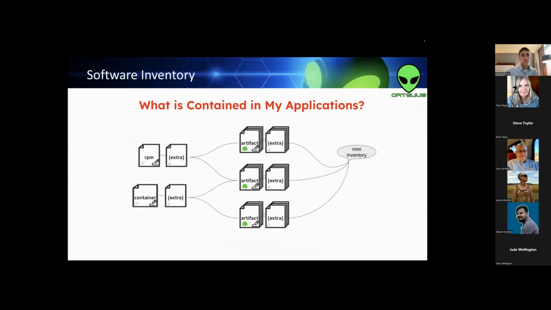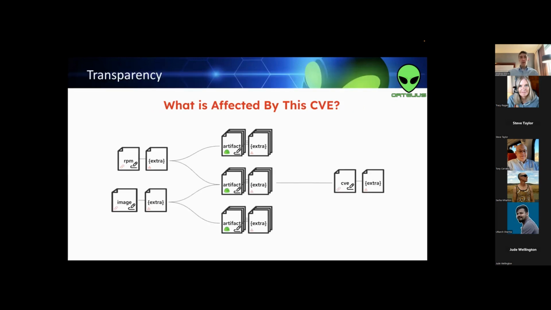So first of all, for software inventory: what's contained in my applications? How do I build out this inventory that I can then search and find something? Do I have a jar in my application, am I making use of my RPM? Or more importantly, what's affected by this CVE? Because as vulnerabilities continue to evolve, it's incredibly important to know which assets of your software supply chain are affected. And that's going to be available through Emporous.